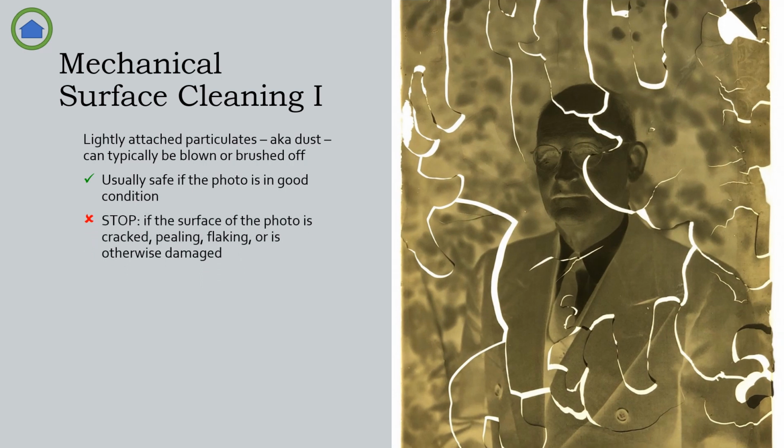If, however, the photographic materials look anything like this glass plate negative, dusting becomes very risky. If the image layer is cracked, peeling, flaking, or damaged in any way, dusting could dislodge and blow or brush away parts of the image, leading to permanent losses. That's not something we want, so it's best to leave those items alone.